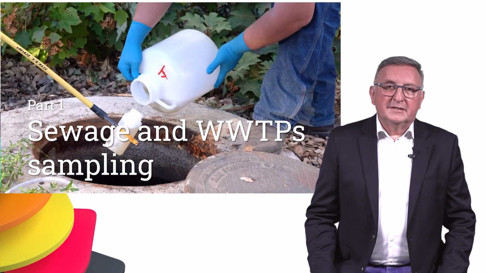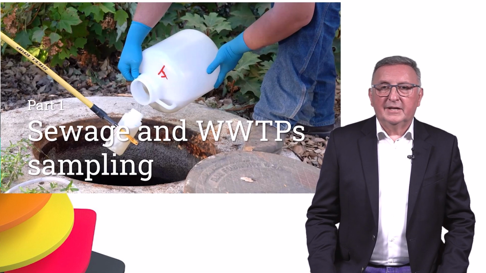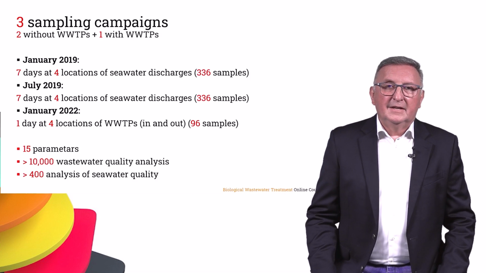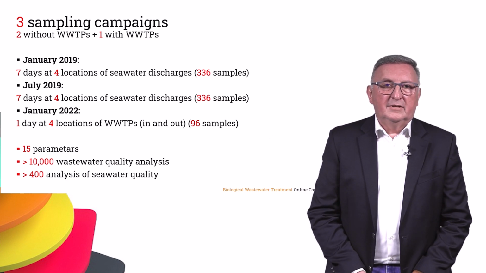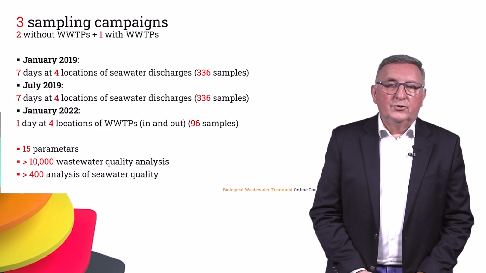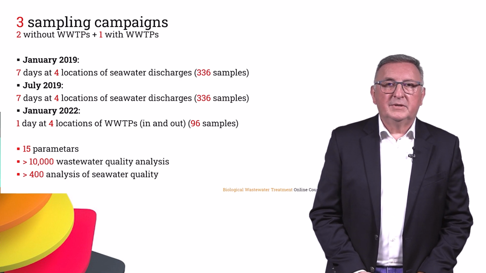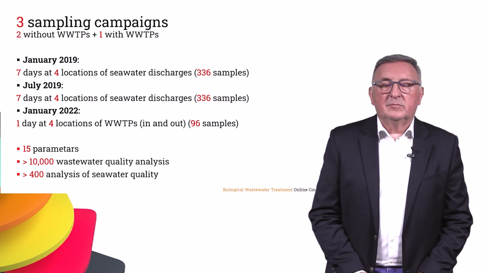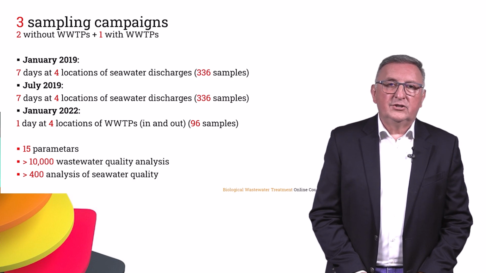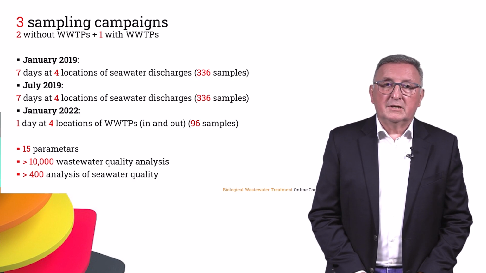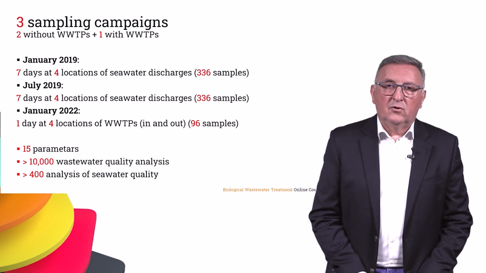In part 1 of this case, I will share with you information on sewage and wastewater treatment plant sampling. In this study, we performed 3 sampling campaigns: 2 without wastewater treatment plants in place, so before they were built, and 1 after the treatment plants were built, but during their startup. The first sampling started in January 2019, covering winter conditions, 7 days at 4 locations at sewage discharges, and in total we collected 336 samples.